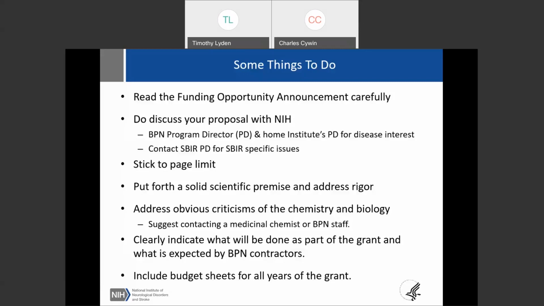Clearly indicate in the grant application what's going to be done by your labs versus what you expect to be done by the BPN contractors. And again, that goes back to reading the FOA carefully. The funding opportunity does require that you put in a table that says what assays you're going to run, what assays you expect BPN contractors to run, what the throughput is, and such. Do include budget sheets for all years of the grant.